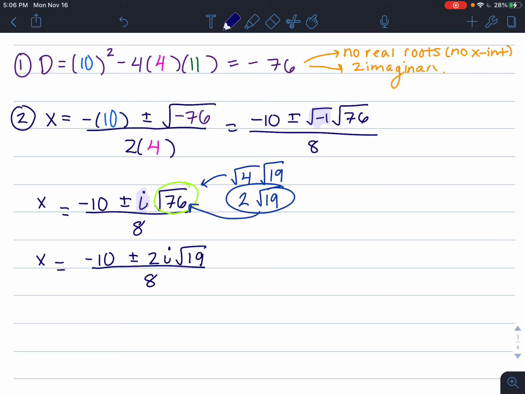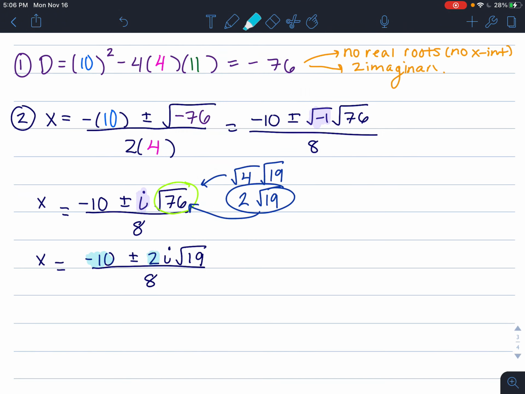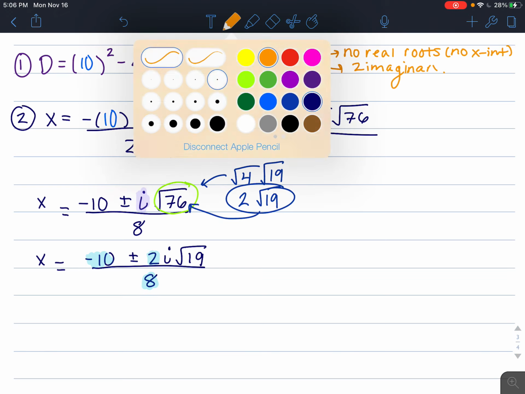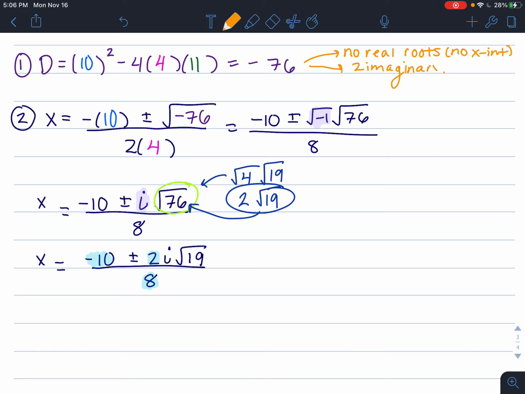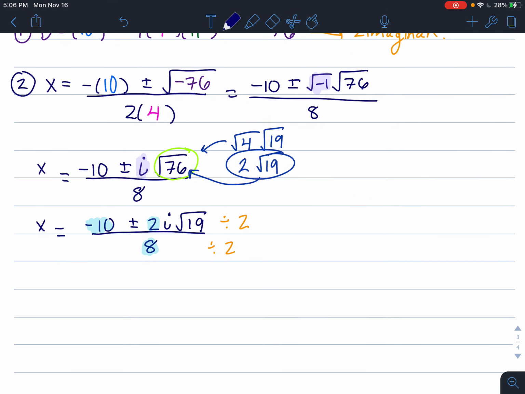Now, this is a fraction answer. So just like other fraction problems, right, whenever you have a fraction, you always want to leave it in lowest terms. So you're going to look at all 3 of the whole numbers on the outside, just the outside numbers, and see if they have a common factor. So all of these numbers are divisible by 2. So we're going to divide the top and the bottom by 2. Again, just the outside numbers. So we're going to get that x is equal to negative 5 plus or minus 1i, or just i, square root of 19 all over 4. And that's going to be our final answer.